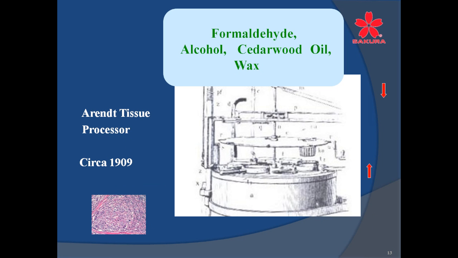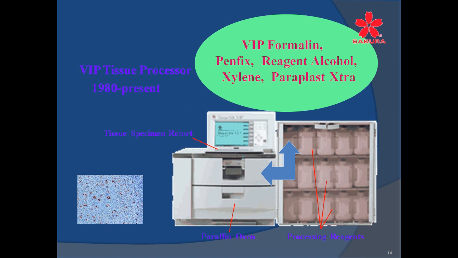I throw this in to give you just a very brief history of reagents, only for one reason, and I'll get to that in just a moment. But this is a patent schematic showing the Arendt tissue processor, very late 1800s and early 1900s up to about 1909. In those days, the fixatives and processing solutions were formaldehyde, alcohol, cedar oil, and wax. We certainly have advanced greatly forward today from having to use those reagents.